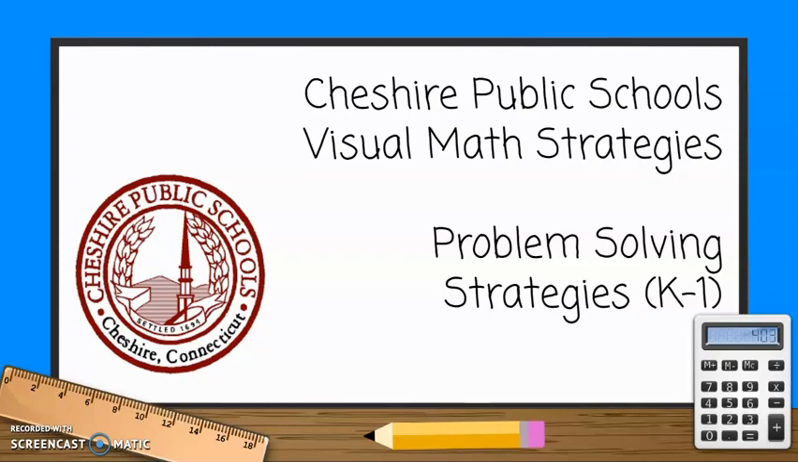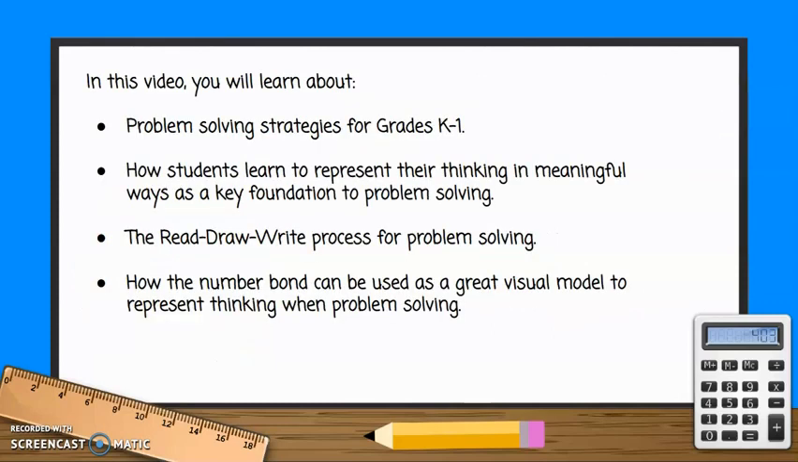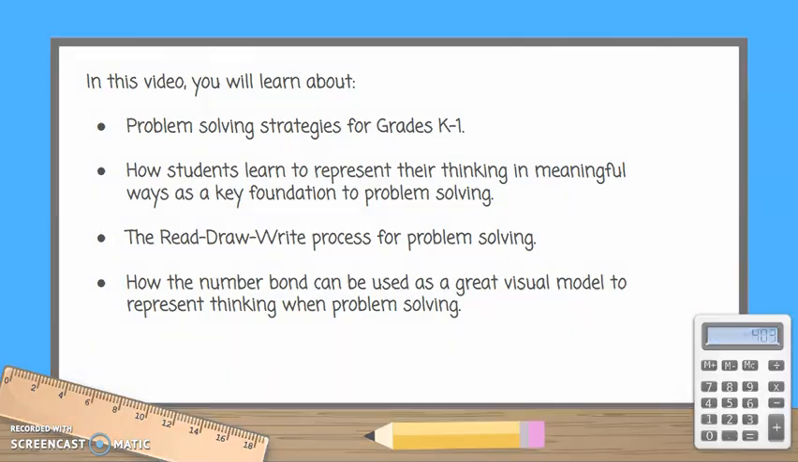In this video clip, we will take a closer look at problem-solving strategies for kindergarten and grade 1. In this video, you will learn about problem-solving strategies for kindergarten and grade 1, how students learn to represent their thinking in meaningful ways as a key foundation to problem-solving, the read, draw, write process for problem-solving, and also how the number bond can be used as a great visual model to represent thinking when problem-solving.